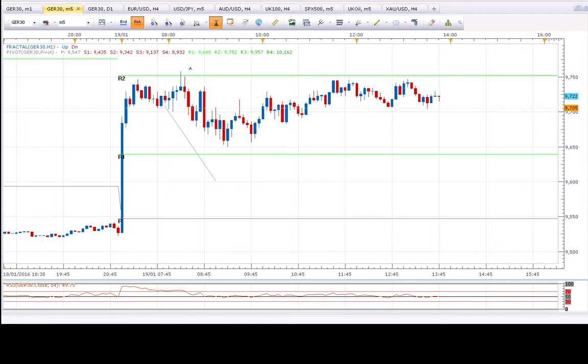Just to get started with the basics, right in front of me I've got a simple DAX chart, and we're going to take a look at applying some moving averages to this. I'm using DAX simply because it's the market I tend to trade most often.